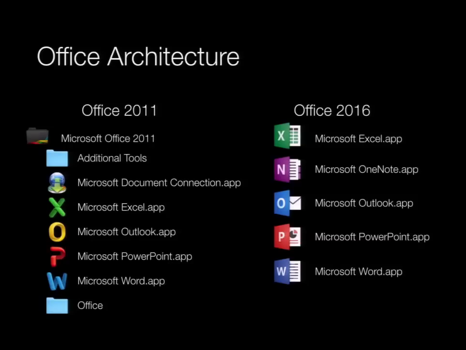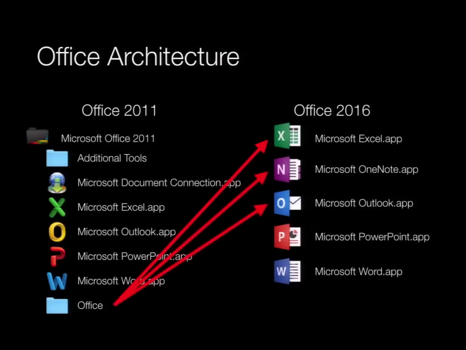Everything that was in the old Office folder is now inside the application bundle here. And here, and here, and here, and here. Can anyone guess how big that Office folder in Microsoft Office 2011 is? About a gig.